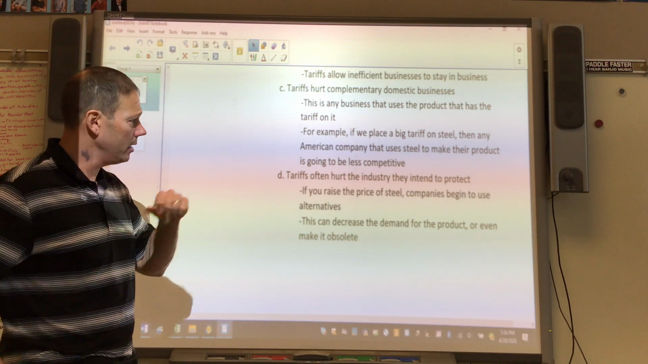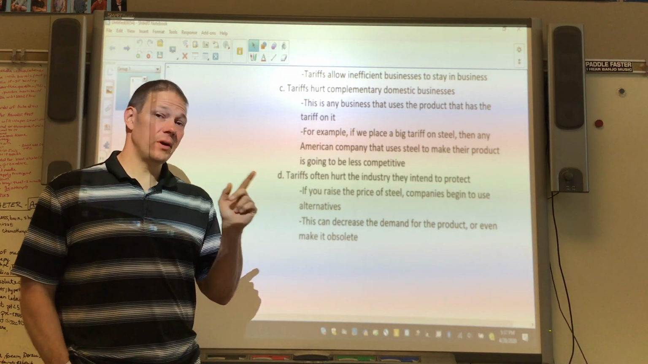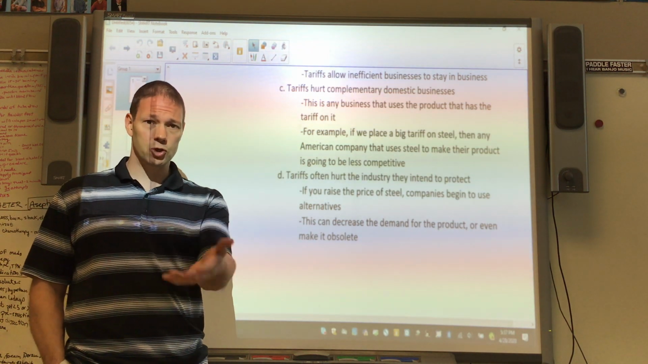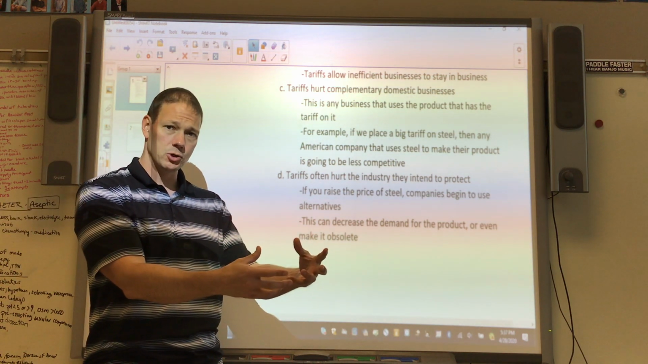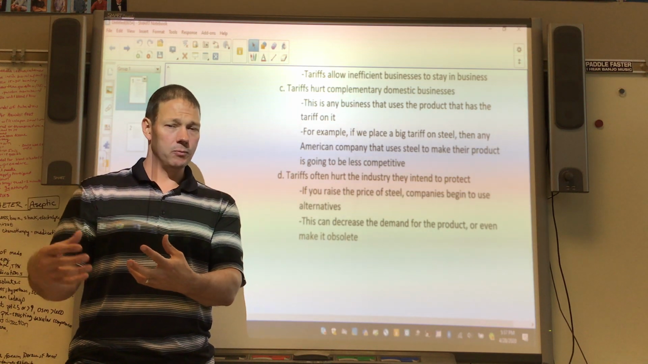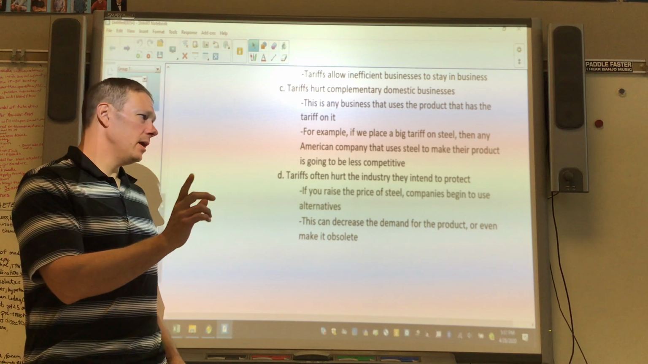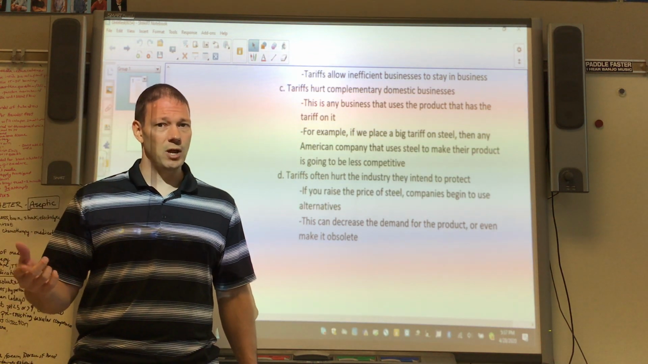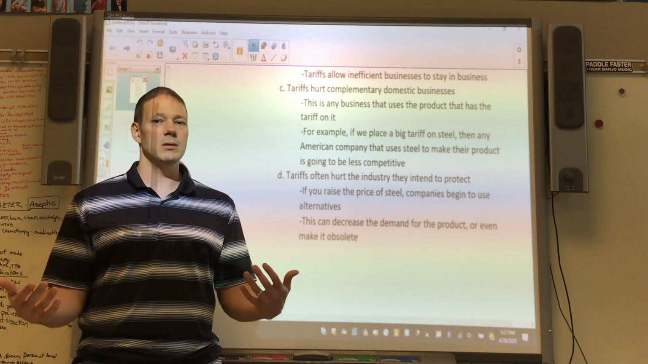Now, ironically, the last one, tariffs can sometimes actually hurt the very industry they're intended to protect. And you're like, well, that doesn't make any sense. If we put tariffs on sugar, the goal is to raise the price of foreign sugar so people buy more American sugar. Or if we put tariffs on steel, it raises the price of foreign steel and makes American companies more likely to buy American steel. Here's the problem, though. What happens to the price of those products in general? They're going to go up. Sugar is going to be more expensive. Steel is going to be more expensive.